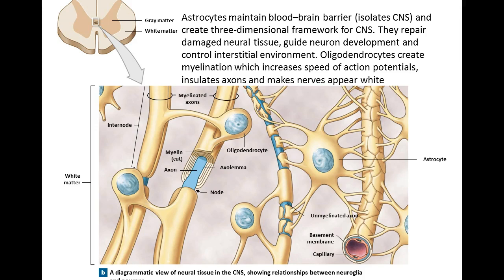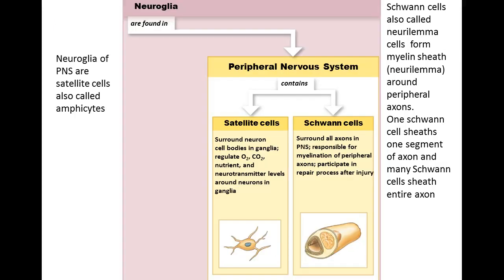And nodes are very useful because they can speed along the transmission. The transmission can actually jump from node to node, because that's the one little spot that is not myelinated, not insulated with these particular cells. So the idea is they create myelination, an insulation that speeds transmission, and these nodes make the transmission that much faster.